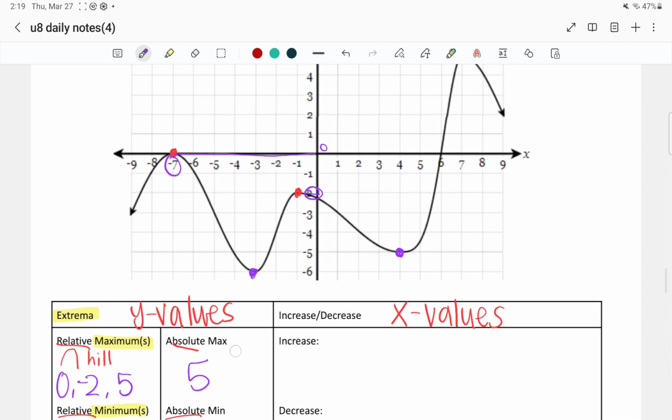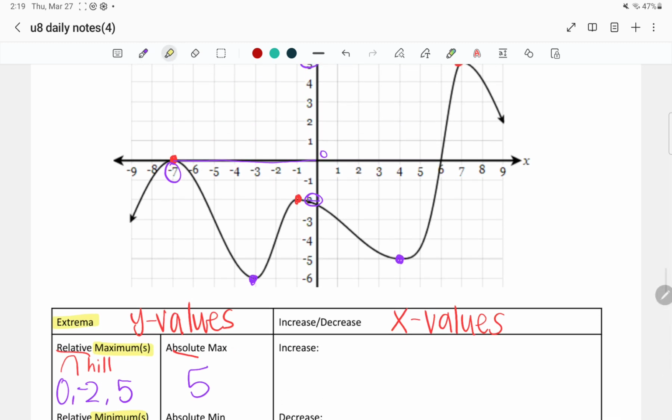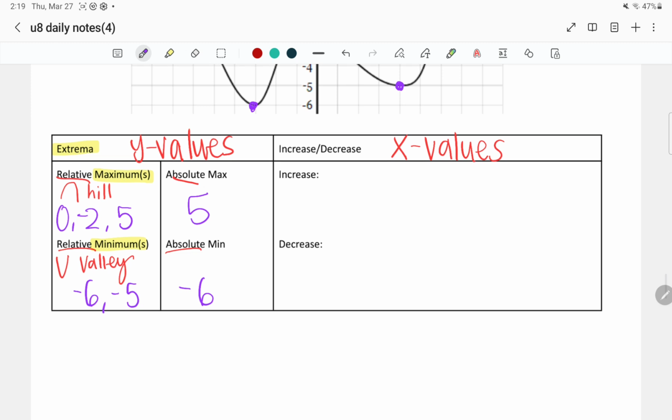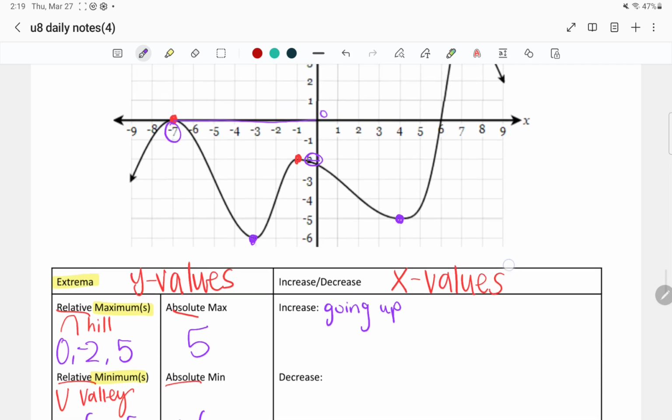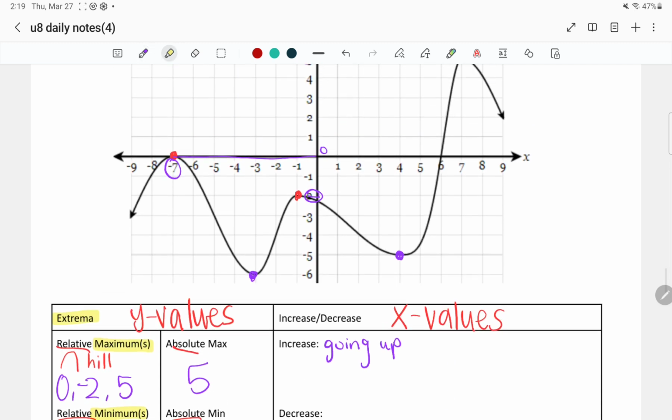Let's talk about increasing and decreasing. This is where you need your highlighters. So I'm going to start in yellow. Oh, let's keep our pencil for a second. Increase means that's where your graph is going up. Okay, so with the highlighter, let's take a look.